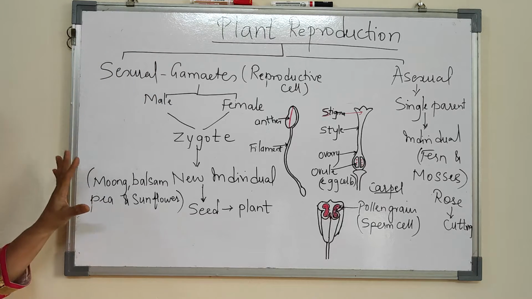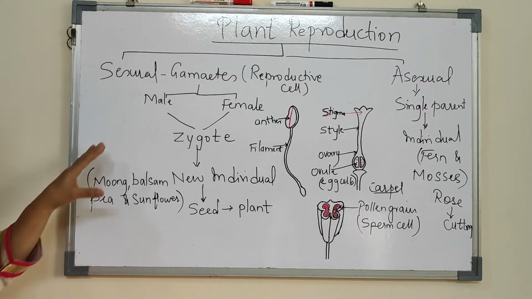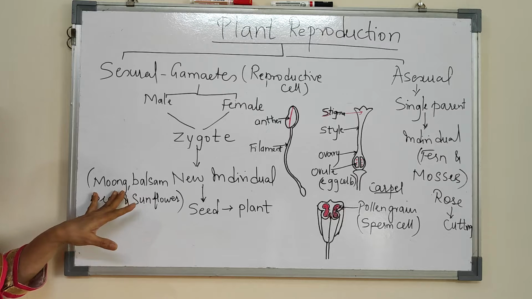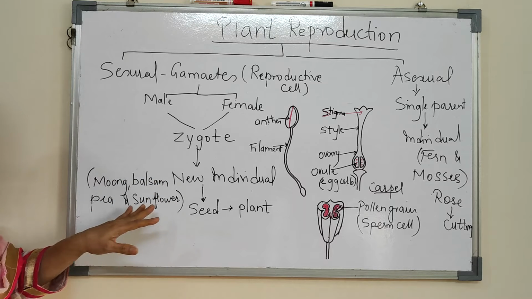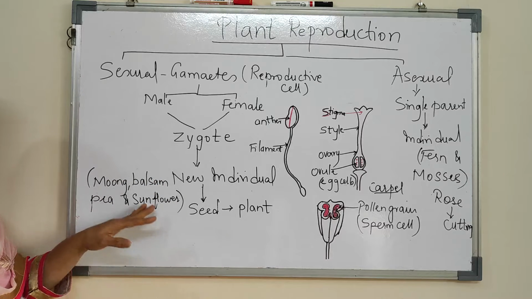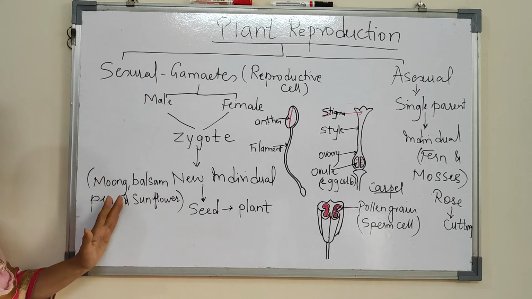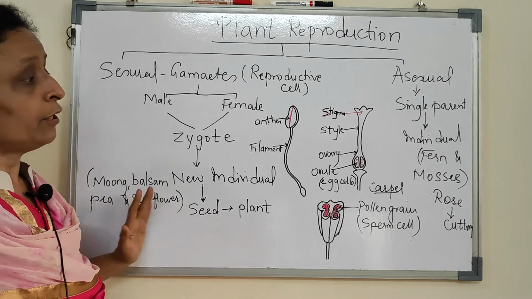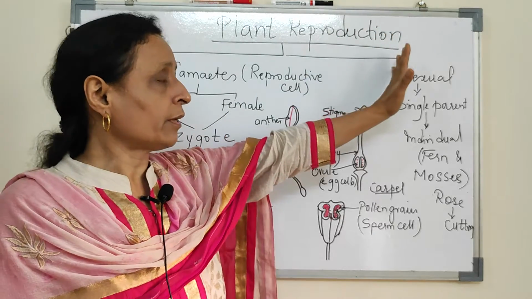Examples are given in your textbook. For sexual reproduction: moon, balsam, pea, sunflower. So, these plants carry out sexual reproduction. So, what is asexual reproduction?